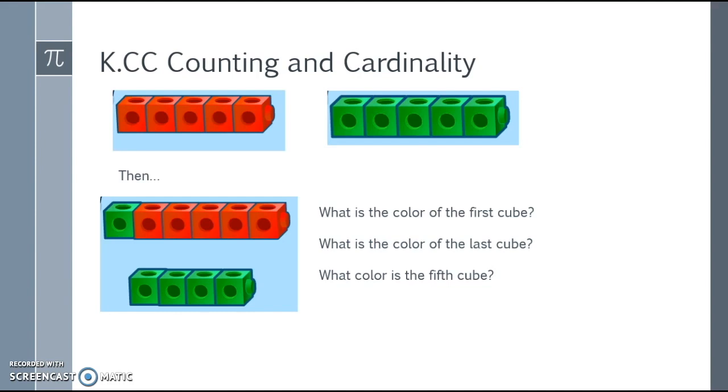What is the color of the last cube? The color is red. What color is the fifth cube? So then students would have to count first, second, third, fourth, fifth. I see the fifth cube is red.